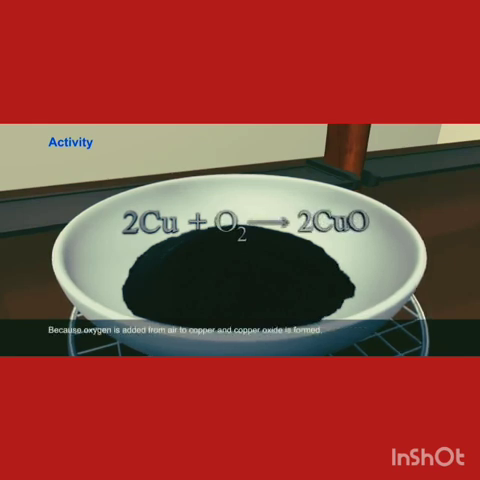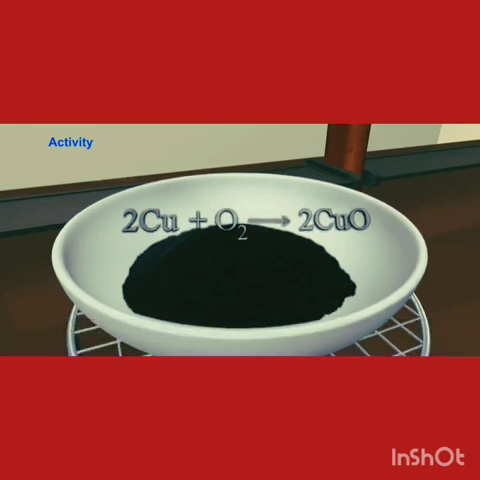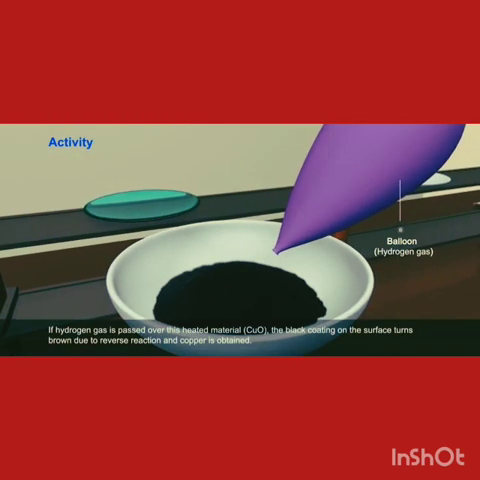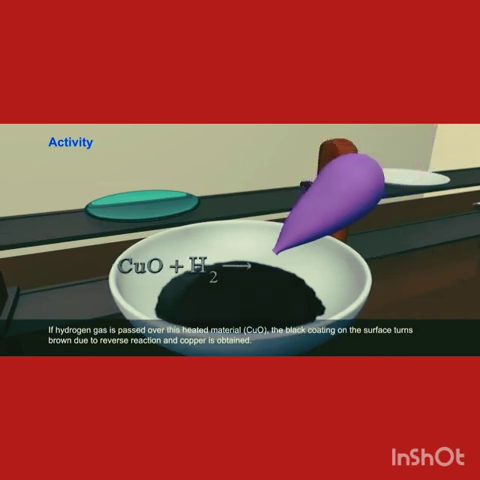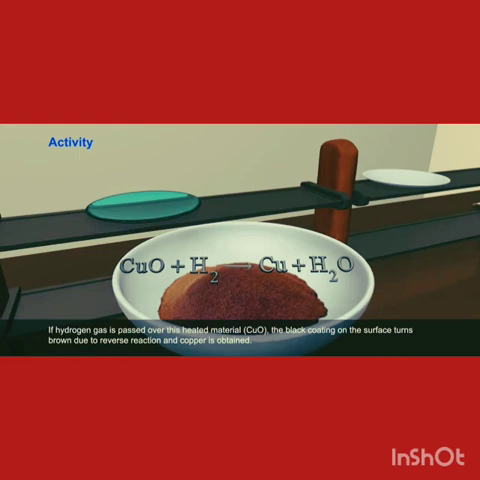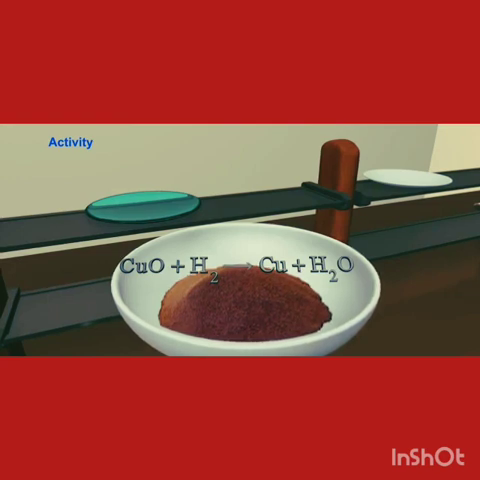Because oxygen is added from air to copper and copper oxide is formed, 2Cu plus O2 gives rise to 2CuO. If hydrogen gas is passed over this heated material, copper oxide, CuO, the black coating on the surface turns brown due to reverse reaction and copper is obtained. CuO plus H2 gives rise to Cu plus H2O.